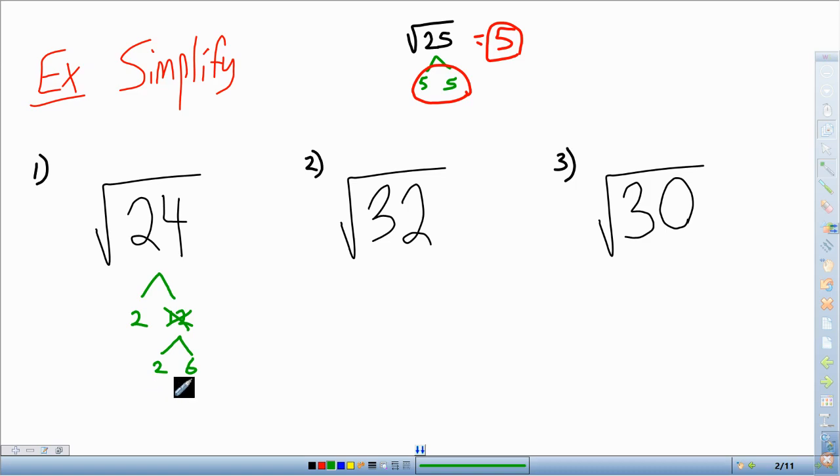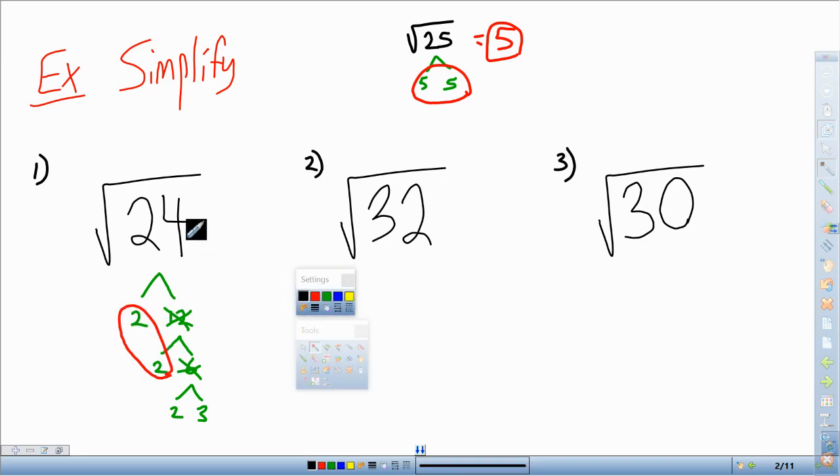2 is prime, 6 isn't. We can break it down into 2 times 3. Cross it out. Now 2 is prime and 3 is prime. So what we just did is break down 24 into its prime factors. If we multiply 2 times 2 times 2 times 3, we get 24. So why did we do this? Here's the idea: just like the pair of 5s meant a 5 came out, same idea with this one. This pair of 2s means that a 2 is going to come out of the radicand.